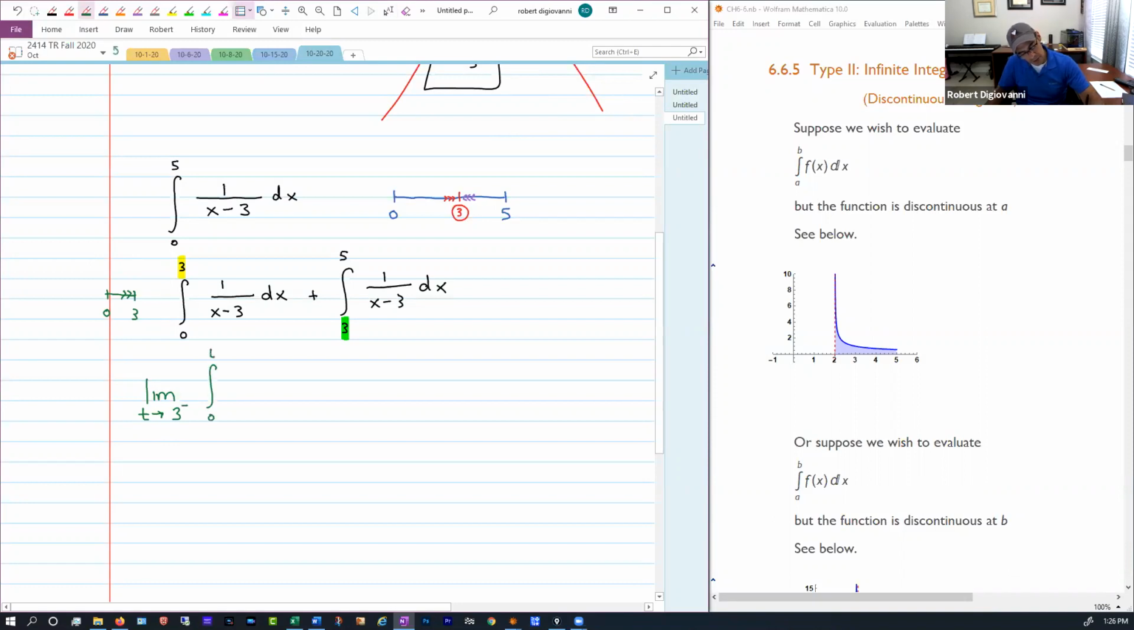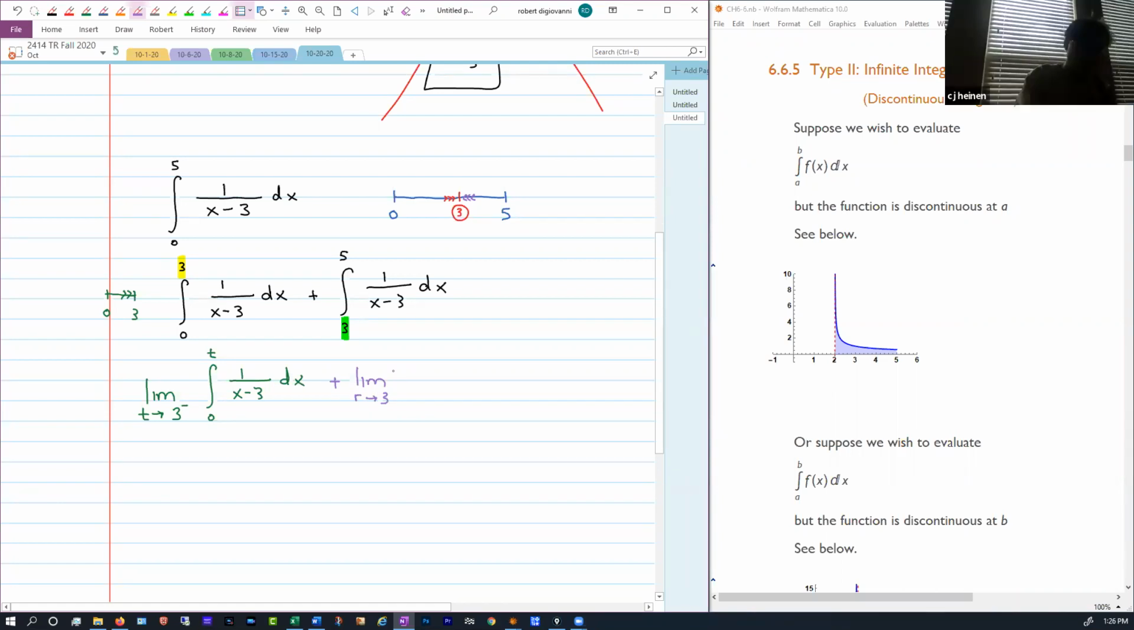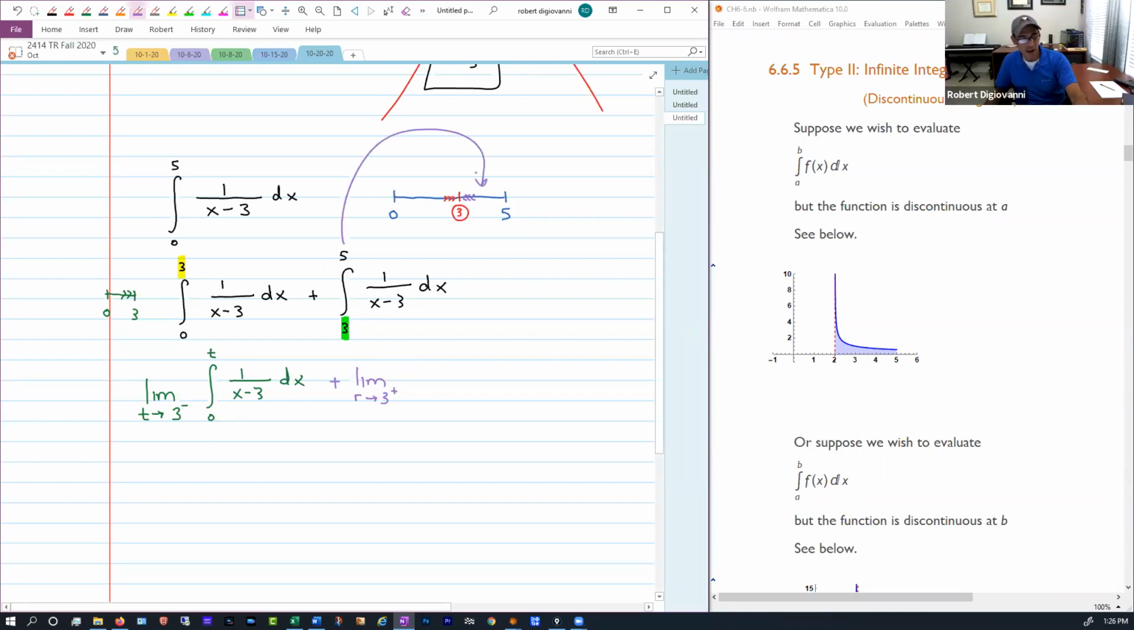Integral 0 to t of 1 over x minus 3 dx. So that's my first integral. My second integral is a different limit. I'm going to use r. As r approaches 3, which way are we going to be approaching that one? From the right. And that's because this integral deals with that interval and this integral deals with that interval. So we're approaching 3 from the right this time. Integral r to 5, 1 over x minus 3 dx. Any questions on that?